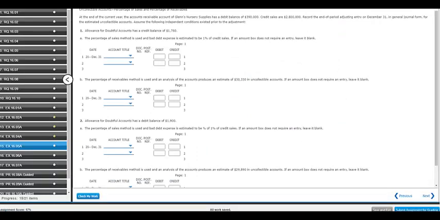Now let's look at assignment 15 or exercise 16.5, and we'll be able to see the percentage of sales and the percentage of receivables methods side by side. So hopefully you'll be able to figure out the difference between those two methods once we complete this exercise. So we've got Glenn's Nursery Supplies with a debit balance in accounts receivable of $390,000. Then his credit sales were $2,800,000. So we are going to be recording the end of period adjusting entry under both the percentage of sales and the percentage of receivables methods.